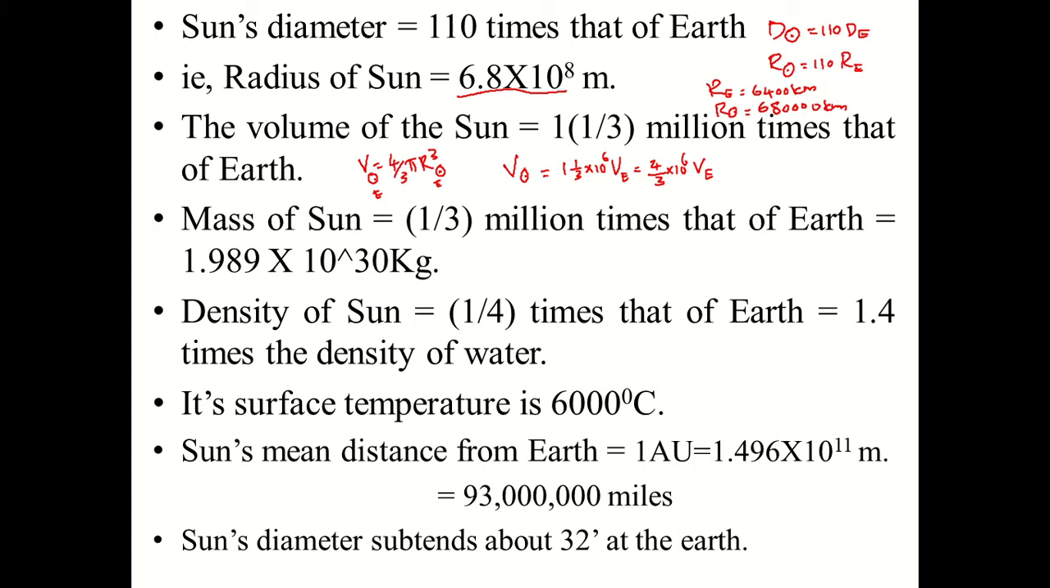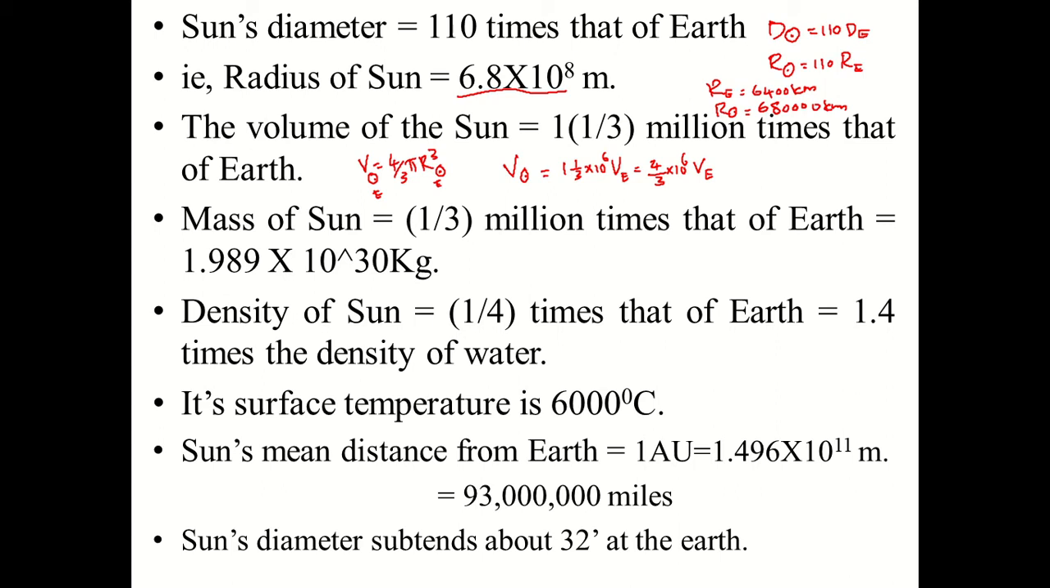Now the mass of the sun is also very high. It is 1 by 3 million times that of earth. The exact value of the mass of the sun is 1.989 into 10 raised to 30 kilograms.